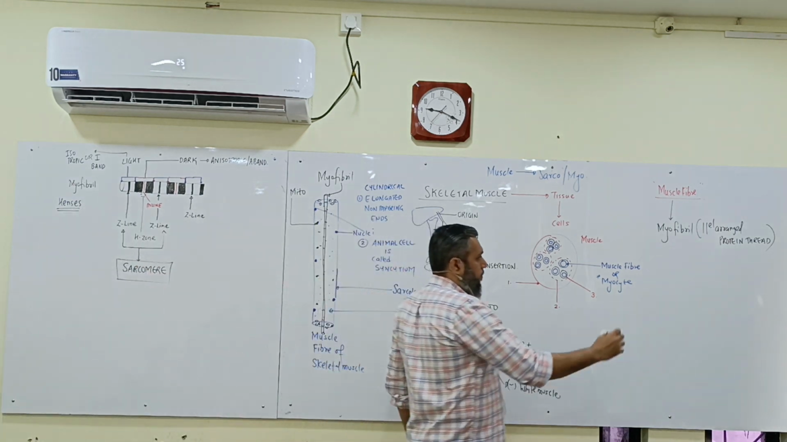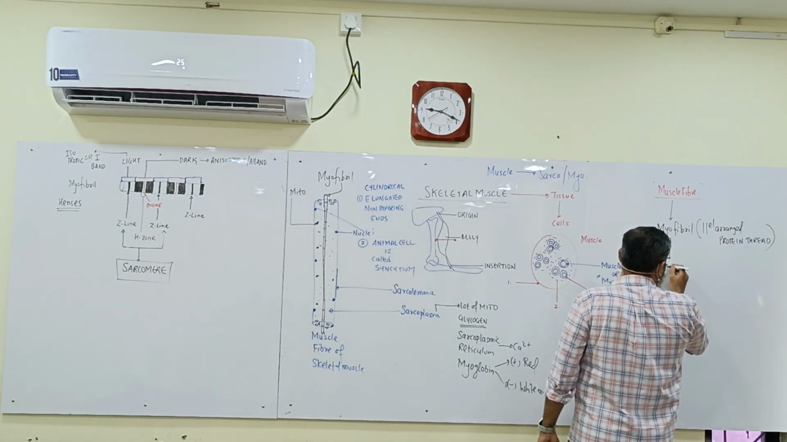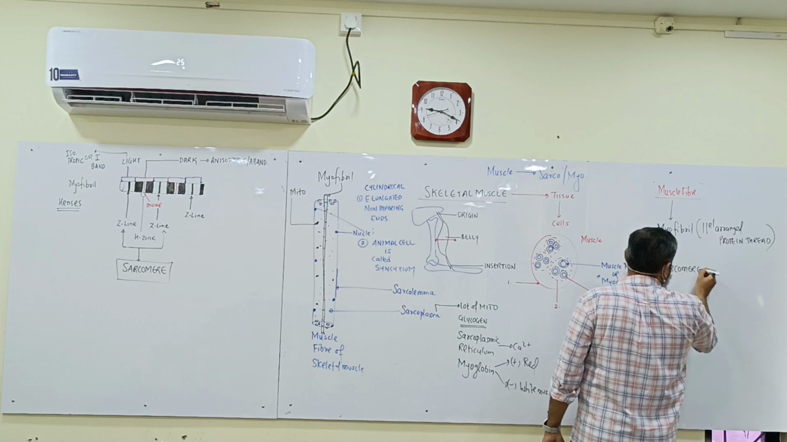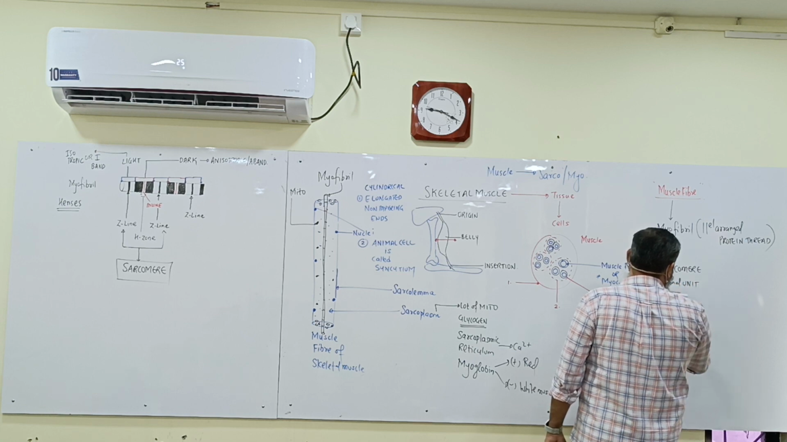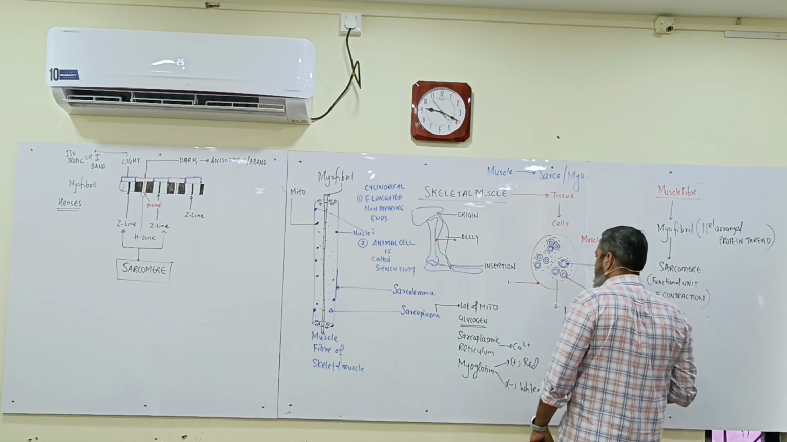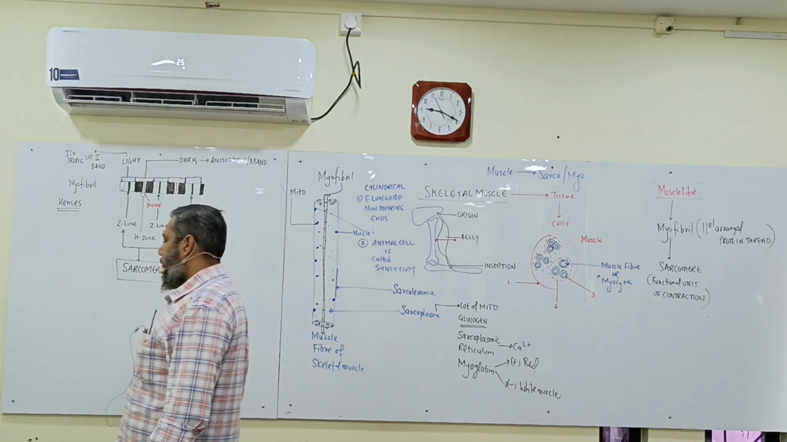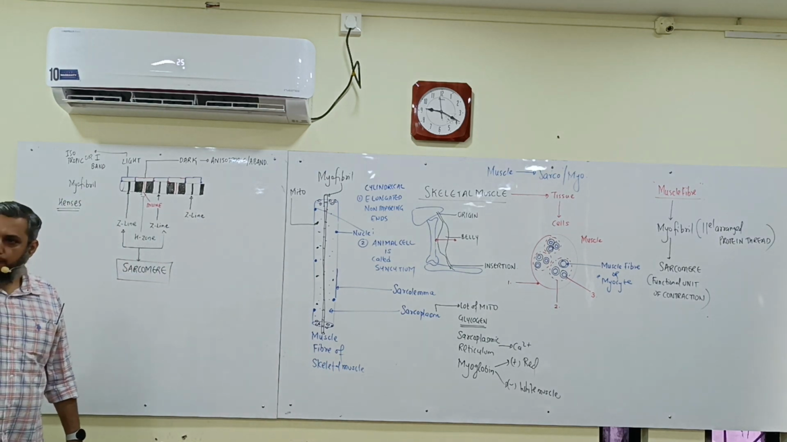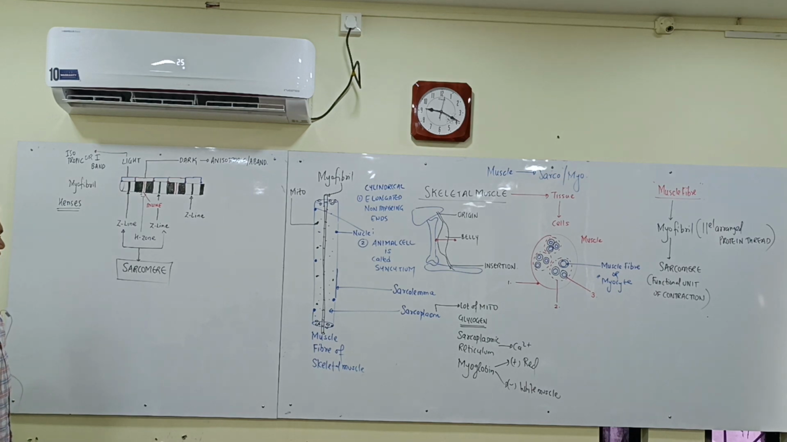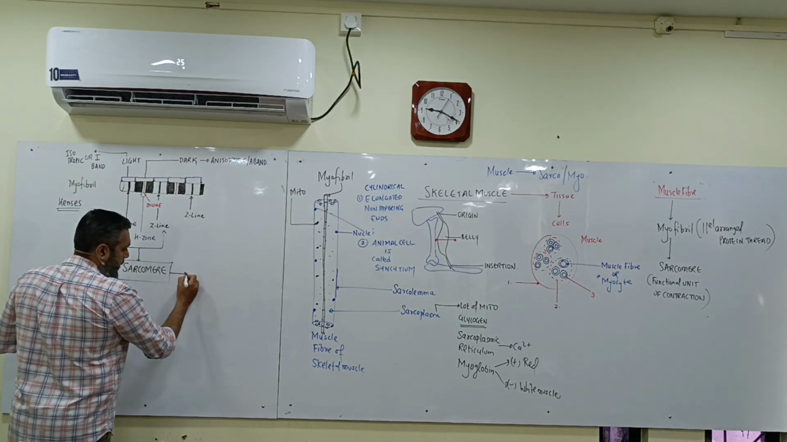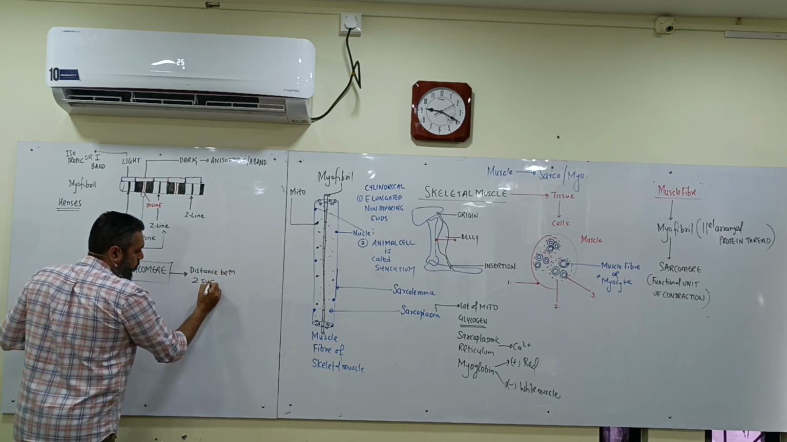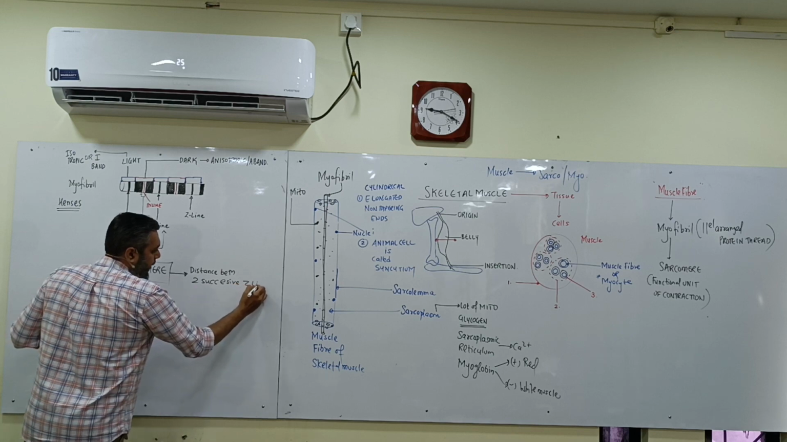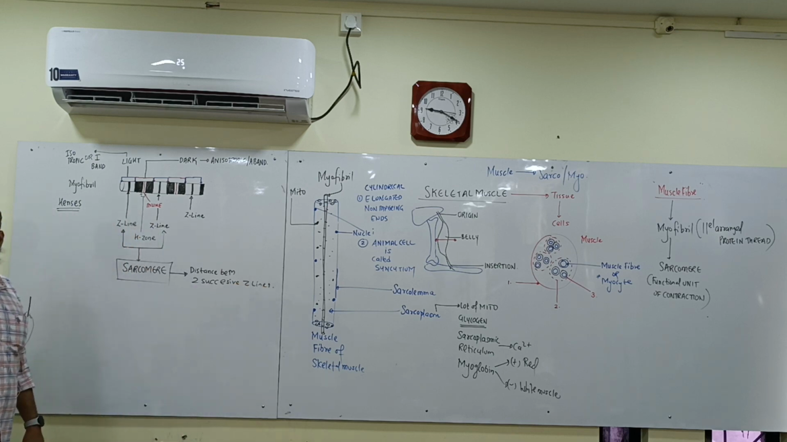So now muscle fiber has a myofibril, and the myofibril has got a sarcomere. It is called the functional unit of muscle contraction. Functional unit of muscle contraction. So what is a sarcomere? A sarcomere is the distance between two successive Z lines. How will I describe it further?